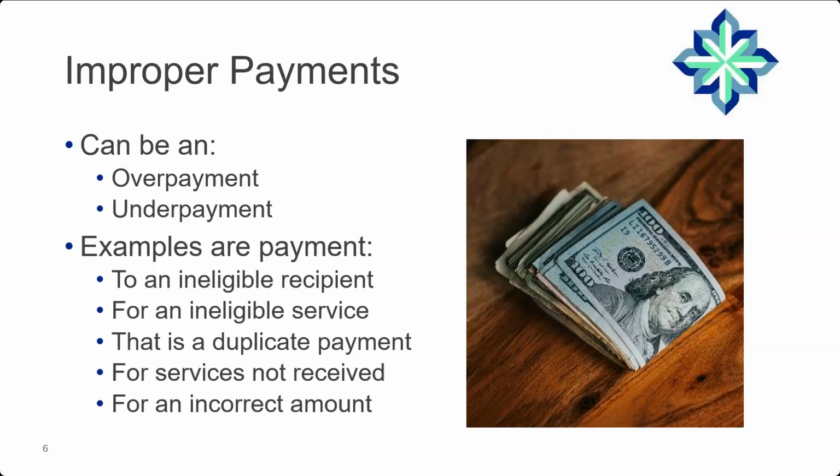Now, some examples of CMS identified improper payments are listed here on this slide. There are payments that are sent to an ineligible provider for an ineligible service. Perhaps it was a duplicate payment. That would be an improper payment. If the services weren't received at all, that means an improper payment was made if the contractor made payment on that claim. And also, if the contractor sent reimbursement in the wrong amount, it's also considered an improper payment.